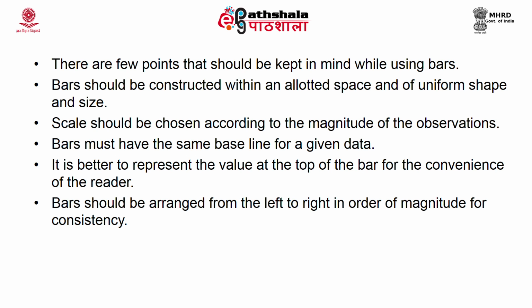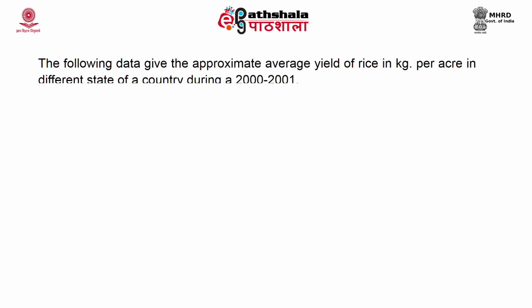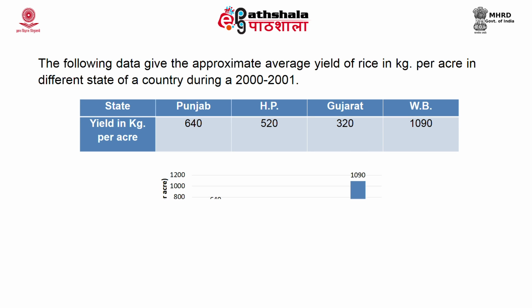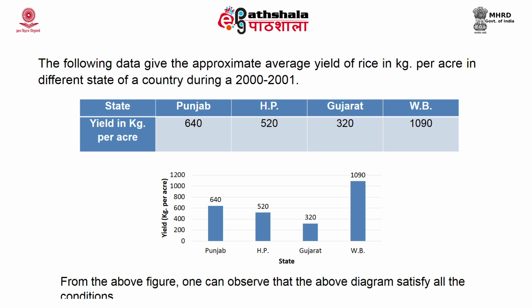The following data gives the approximate average yield of rice in kg per acre in different states of a country during 2000 and 2001. So, in the table you can see in the top row we have different states like Punjab, Himachal Pradesh, Gujarat, West Bengal, and the yield in kg per acre is represented in the second row. So in Punjab we have the figure 640, in Himachal Pradesh 520, Gujarat 320, and in West Bengal 1090.